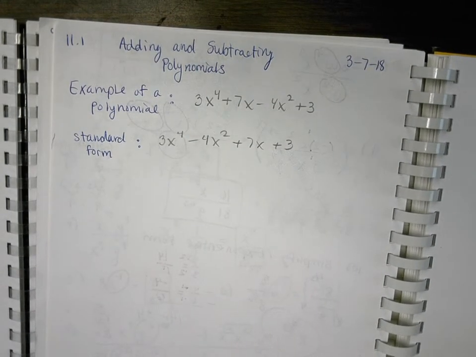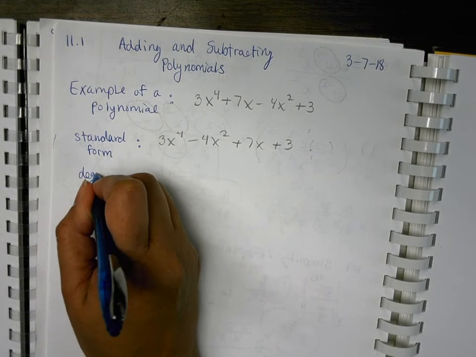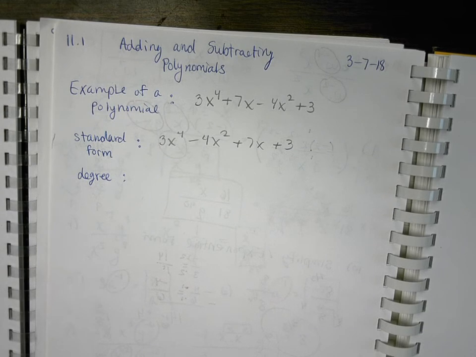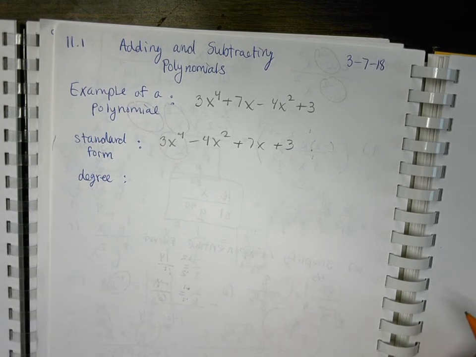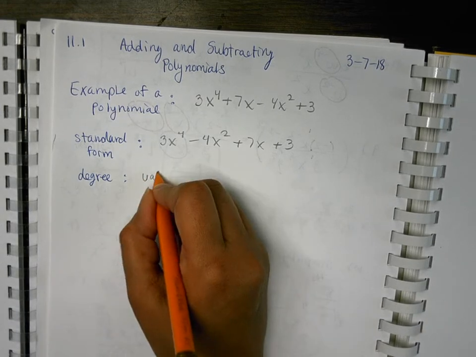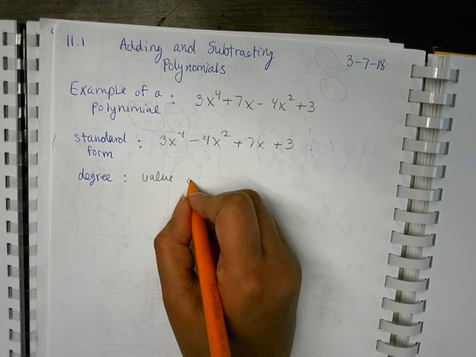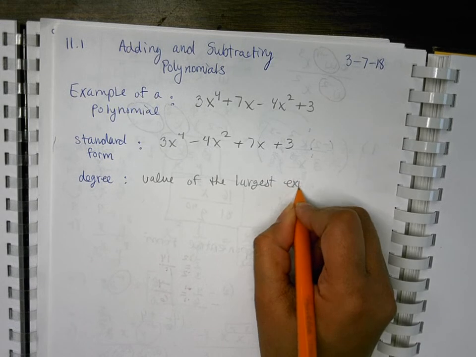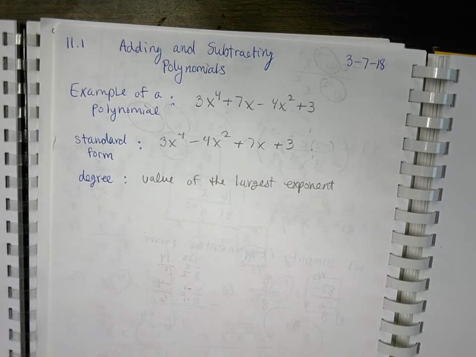Okay. Does this make sense? All right. Degree. Degree is a concept you will not only use in this class, but you'll use next year in Math 3. You'll use it in advanced math, in calculus. Degree. Please put your phones away. The degree is the value of the largest exponent. The value of the largest exponent.